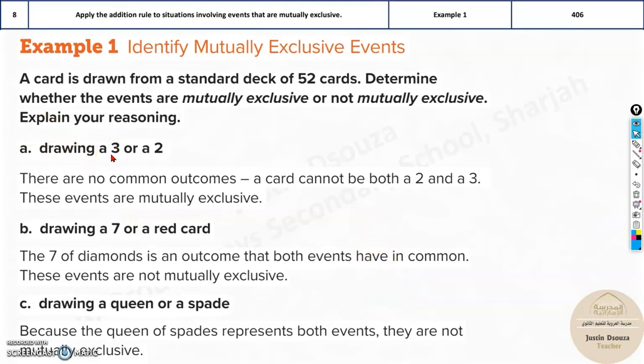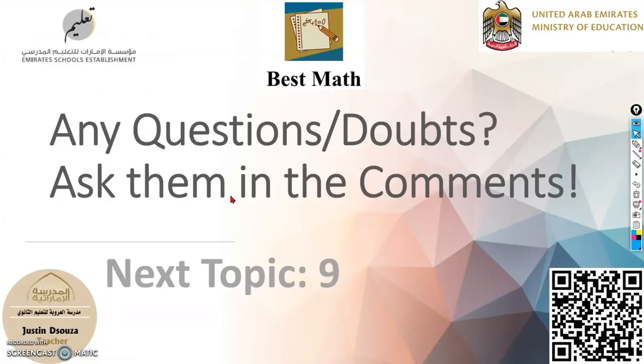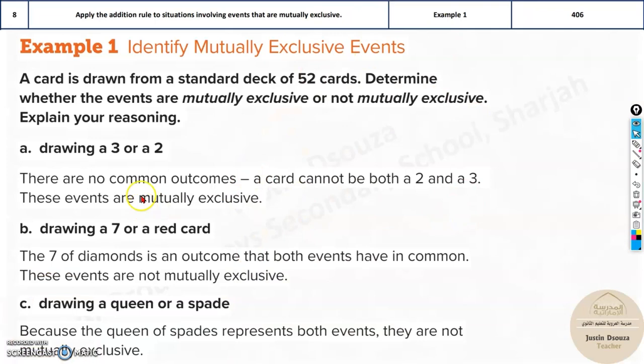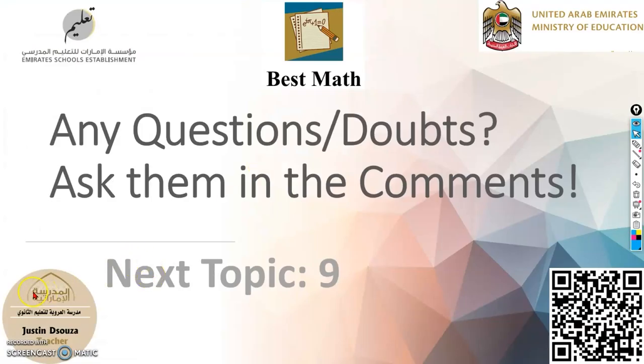It's very, very simple. In any situation, you must look into the problem, and you can easily figure out whether it's mutually exclusive or non-mutually exclusive. That's it. That's a very small and easy topic. I hope you understood the concept. Remember, if they can be the same, then they are not mutually exclusive. But if there is no way they can overlap, then they are mutually exclusive. So that's the end of topic 8.